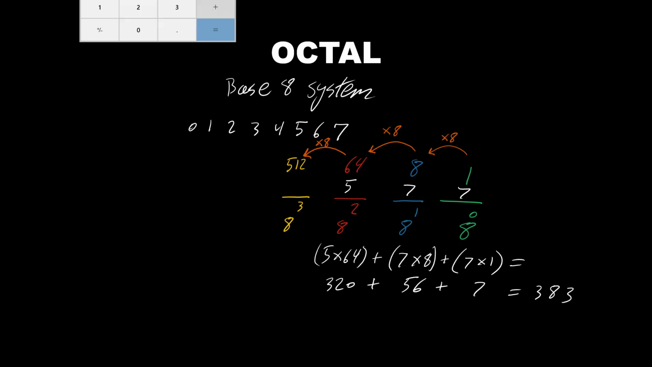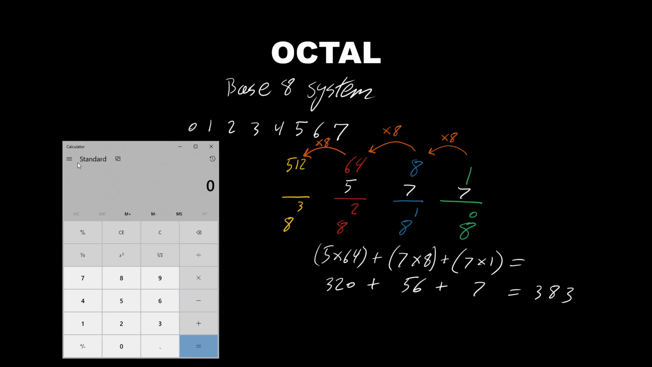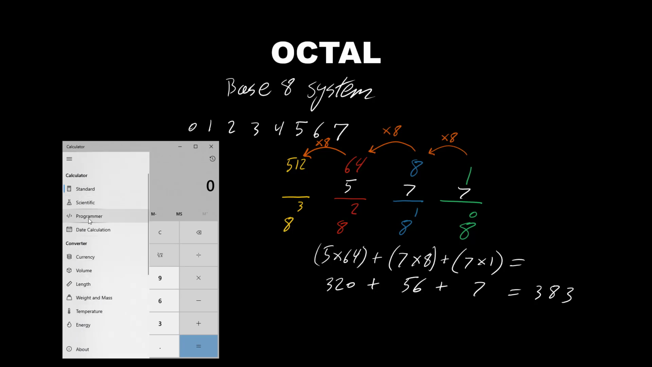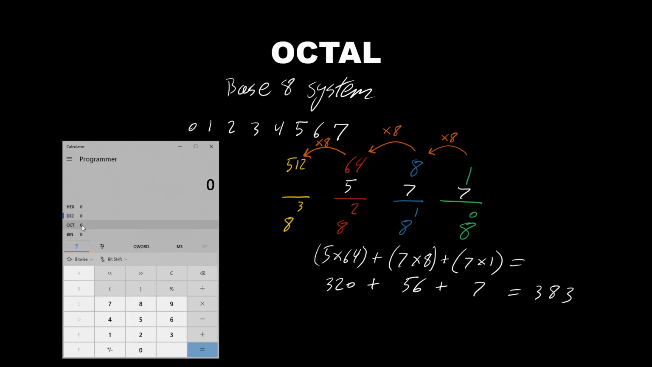Now let's see it in the calculator. First, changing the standard view to the programmer view and then making sure octal is selected. As you noticed, in octal we have 0 to 7. 8 and 9 are grayed out. Okay, so let's put in this octal number 577.